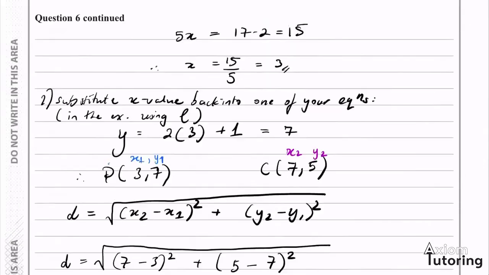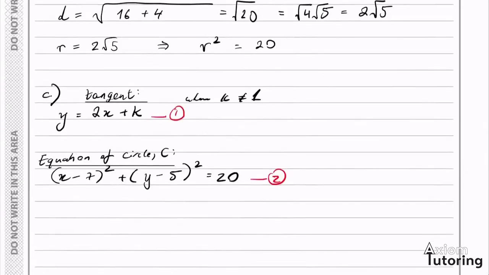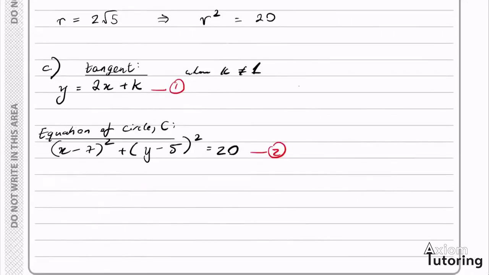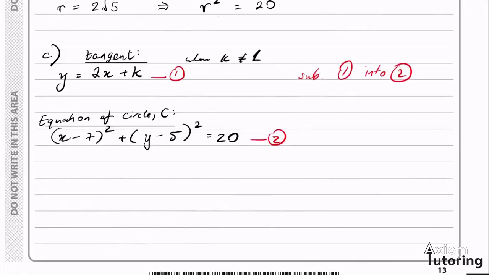So one way of doing it is, I've written down the equation of the tangent, y equals 2x plus k, where k is not equal to 1, and the equation of our circle, which we found in part B. What we could try to do is to substitute equation 1 into equation 2 and maybe solve them simultaneously. So let's try that first and see where we end up. So y equals 2x plus k, substitute that into equation C. So let's have a go.